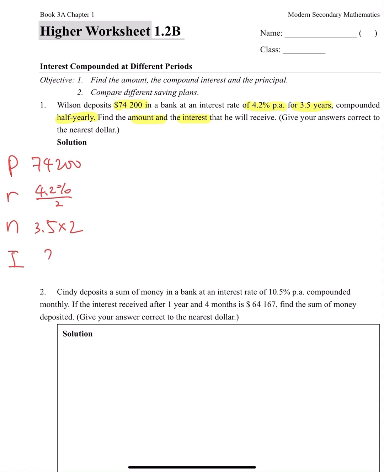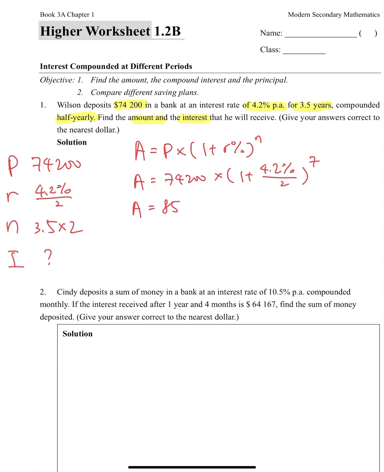Okay, so the interest is something that we need to find. Before we find the interest, we need to use our amount, which is equal to the principal times (1 plus r%) to the power of n. So the amount is equal to 74,200 times (1 plus 4.2% divided by 2) to the power of n, which is 3.5 times 2, giving you 7. If you use your calculator, the amount should be equal to 85,819 point something, but the question is asking for the nearest dollar, so we're just using this. So that's to the nearest dollar.